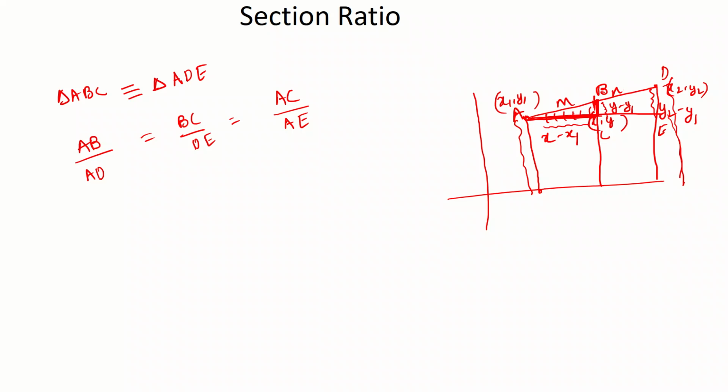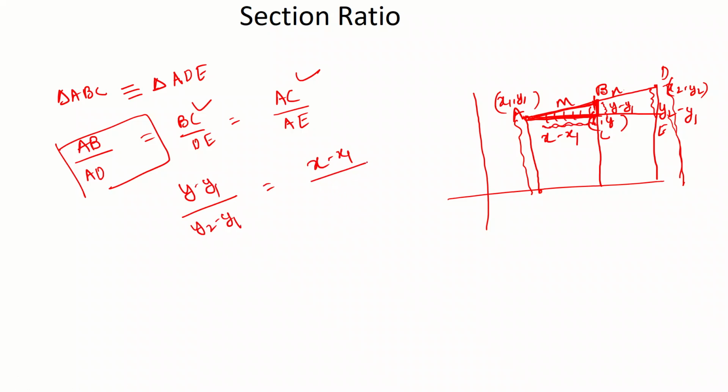So if you see AB, we are not interested in AB, we are not interested in this length, so we don't actually need this part, just concentrate on this and this. Okay, so what is BC by DE? BC by DE is y minus y1 by what is DE? It is y2 minus y1, which is equal to what is AC? AC is actually this length, which is x minus x1 divided by what is AE? AE is actually equal to x2 minus x1.